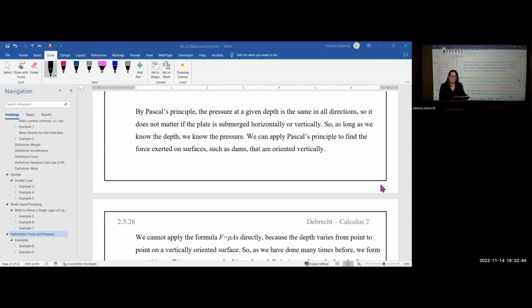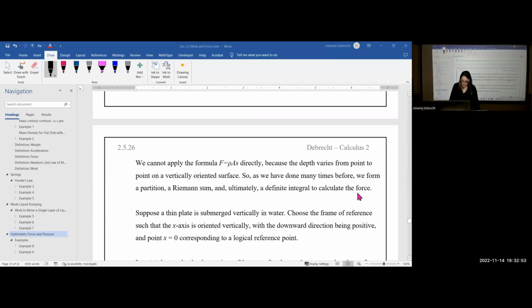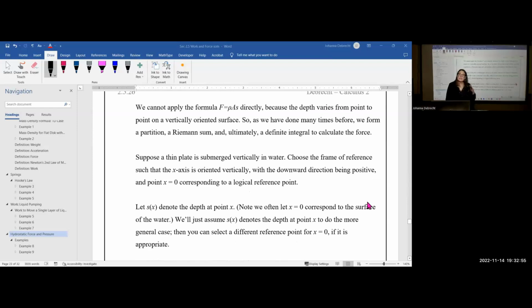and we'll get a definite integral. Sounds like something we might have done before. So we can't apply the formula for rho times the area times the depth directly because the depth is varying from point to point on that vertically oriented surface. So we have to divide it up.